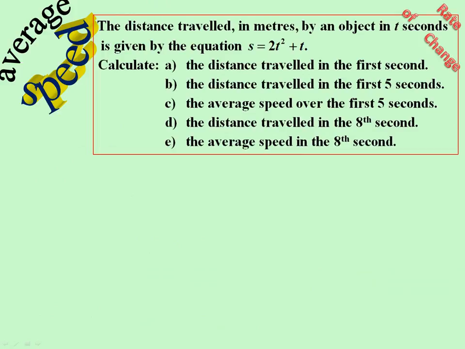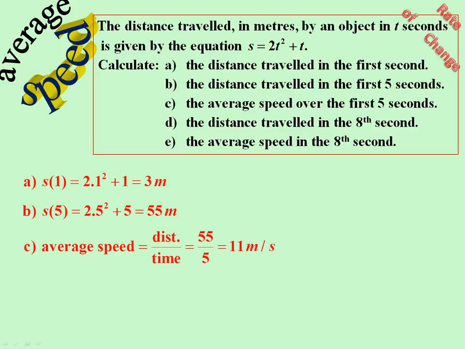Now this is more of the sort of example you'll be doing in calculus. So there's a formula to show distance traveled in t seconds. To find distance traveled in the first second, that's just a case of substituting 1. First 5 seconds, substitute 5. Average speed, divide distance by time. 11 meters per second.